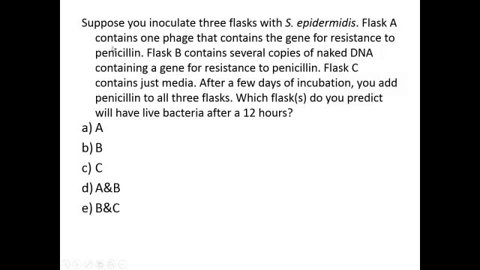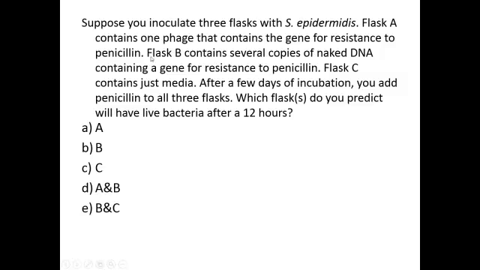Well, in flask A, we've got transduction going on where we have a virus, or a phage, a bacterial virus, that brings the gene for resistance to the S. epi. That's all fine and good. That would protect it. And as the cell divided, that gene for resistance would be in each of the daughter cells. So through vertical gene transmission, resistance would be passed on to the rest of the cells.